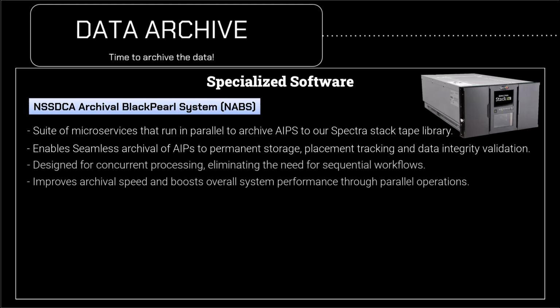With this new architecture, we've dramatically reduced the time required to archive submissions. Where our legacy system often took days or even weeks to complete large data ingests, NABS brings that down to just a few hours, even while performing required validations. To consider an AIP fully archived, we still write 2 copies, one to a primary tape and one to a backup. And of course, validation checks continue to ensure data integrity.